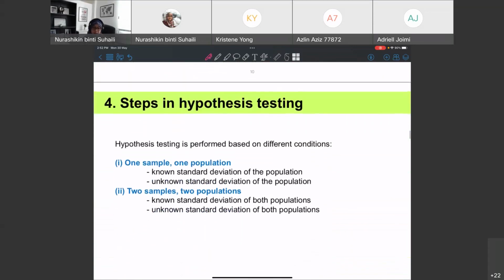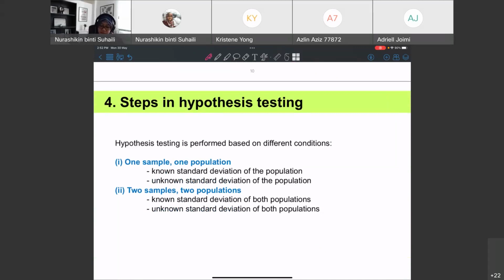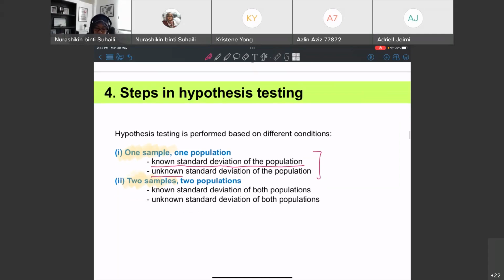Okay, steps in hypothesis testing. So this is what I meant by the mind map earlier. One sample and two samples. So these are the divisions. We are concerned with this one first, one sample. There are two sub conditions: known standard deviation of the population, and unknown standard deviation of the population. So how to know whether it's known or unknown? Whether the value is given or not given in the question.